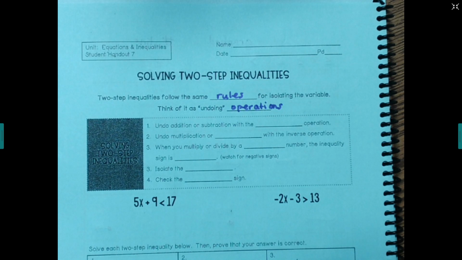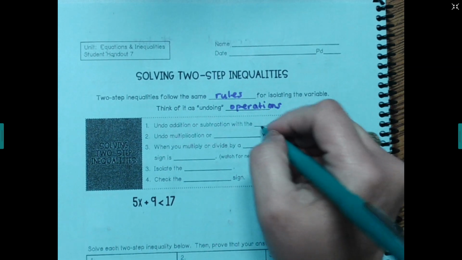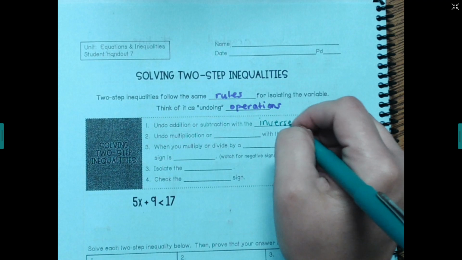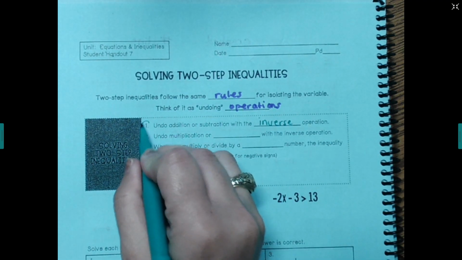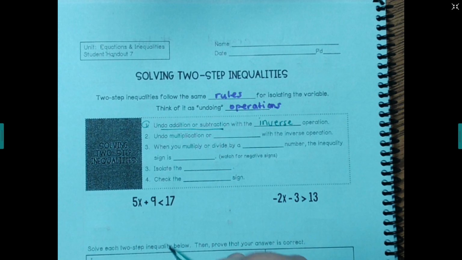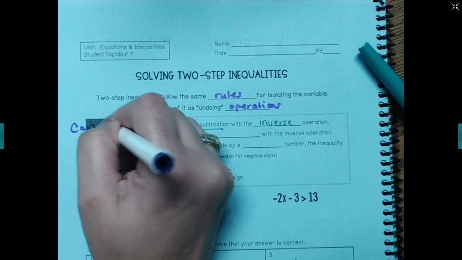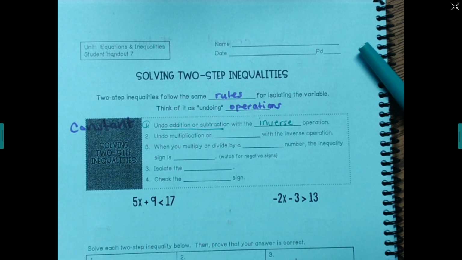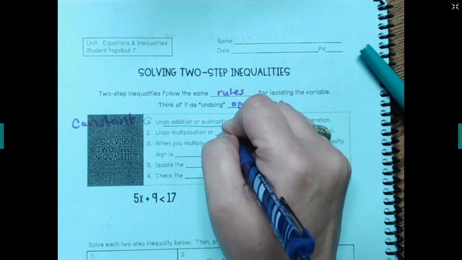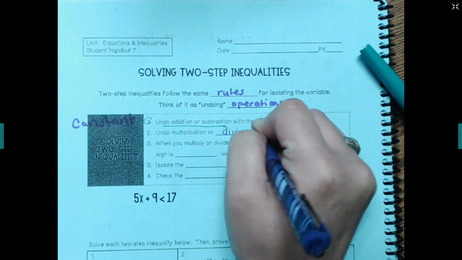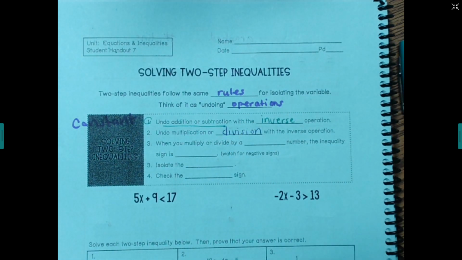So first we want to undo the addition or subtraction with the inverse. Again, there's that vocab word, inverse operations. So every single time, first you're trying to undo add or subtract. You are looking for that plain number or that constant. Your first goal is to get rid of that plain number, that constant. The way you get rid of it is add or subtract. If there's nothing to add or subtract because it's a 1-step, then you want to undo multiplication or division, again by doing the inverse or the opposite direction operation.